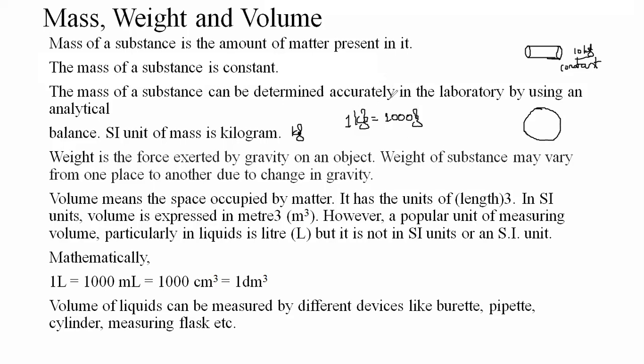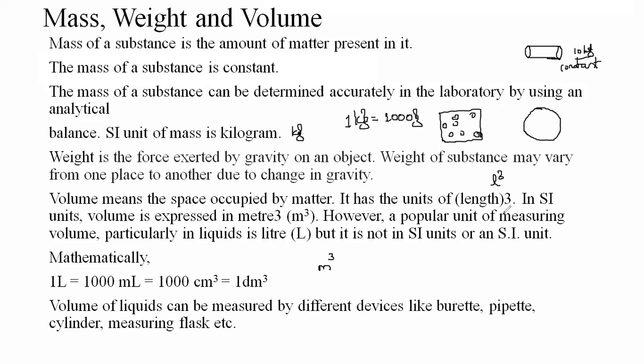Then what is volume? Volume is the amount of space occupied by the substance. Suppose I place gases here, how much volume do they occupy? They occupy the entire volume, right? So that is the amount of space occupied by matter. Its unit is cubic length. In SI units, volume is expressed in meter cube. Since volume is nothing but length cubed, we use meter, so cubic meters.